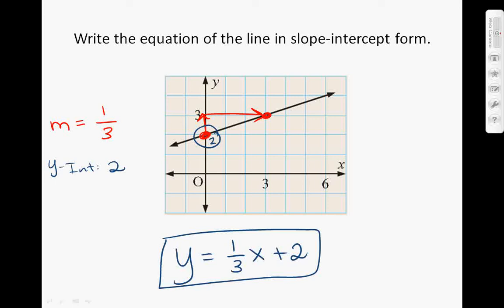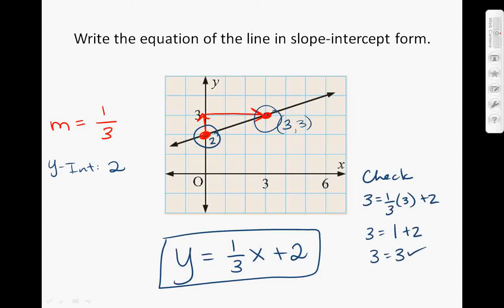A way you can check yourself is you can take the coordinates of another point on the line. For example, this point has the coordinates (3, 3). If I plug these into the equation, then it should satisfy the equation. So let's try checking it. Does the y value 3 equal 1/3 times the x value 3 plus 2? Well, let's see. 1/3 of 3 is 1. 1 plus 2 does equal 3, so yes, this equation works.